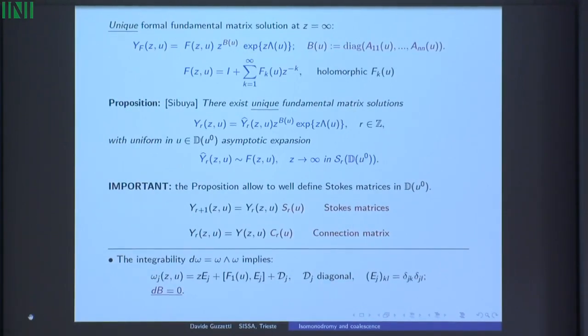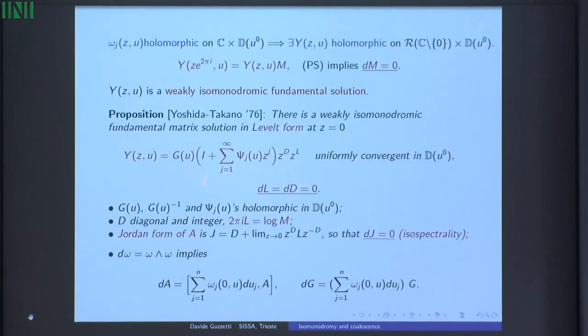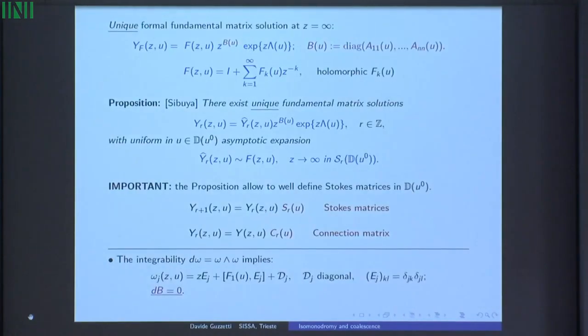solutions in different sectors. And here I also introduce a matrix which connects our solutions with asymptotic representation to the solution I introduced before here. Okay. By the way, just a remark. The integrability condition of our Pfaffian system implies immediately that B here is constant. So actually, the diagonal entries of A do not depend on U.